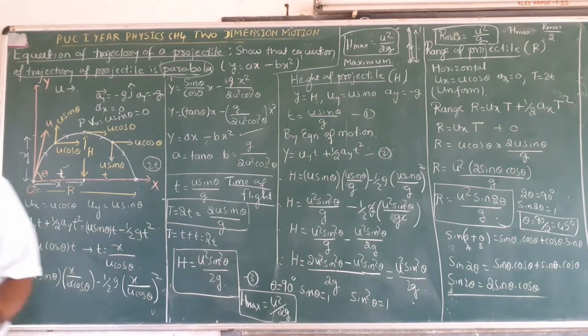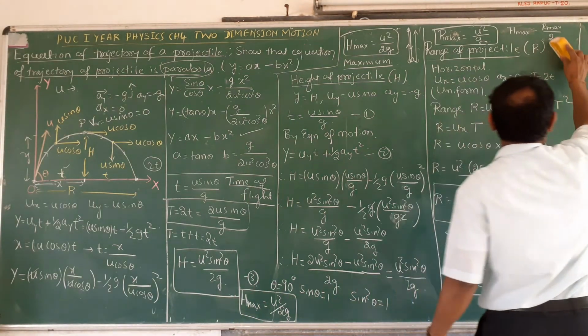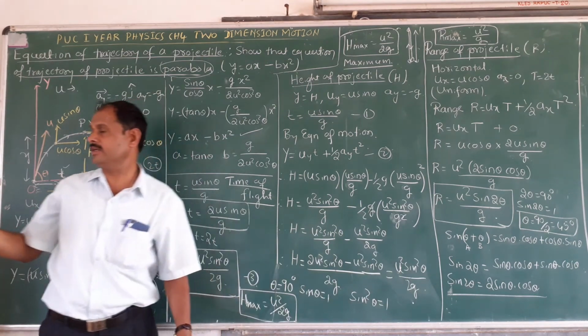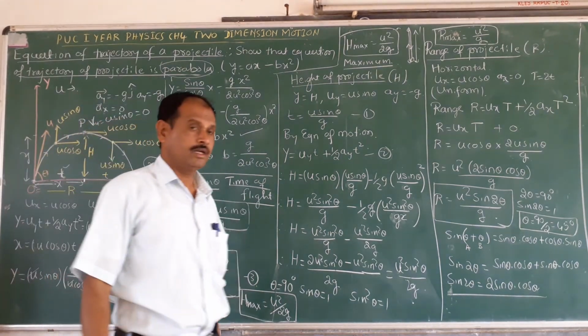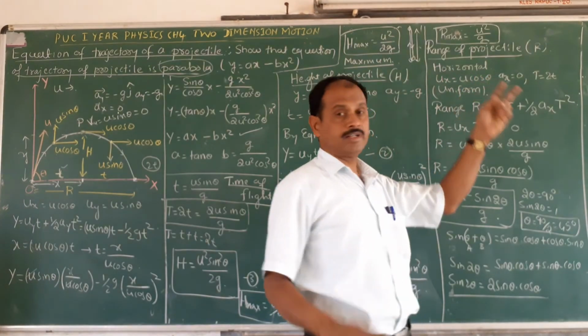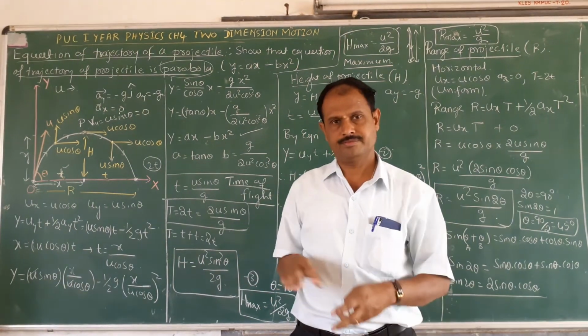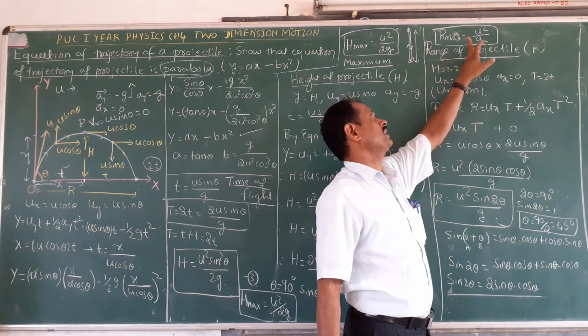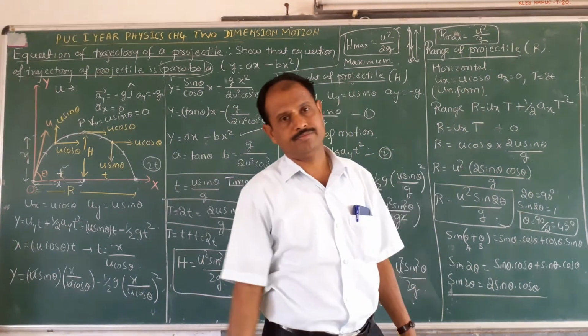But the angle of projection is different. I have 45 degrees. Here it is 90 degrees. At that time you take the range for the same velocity of the projection. Yes, this is the maximum range of the projectile equation, u square by g.